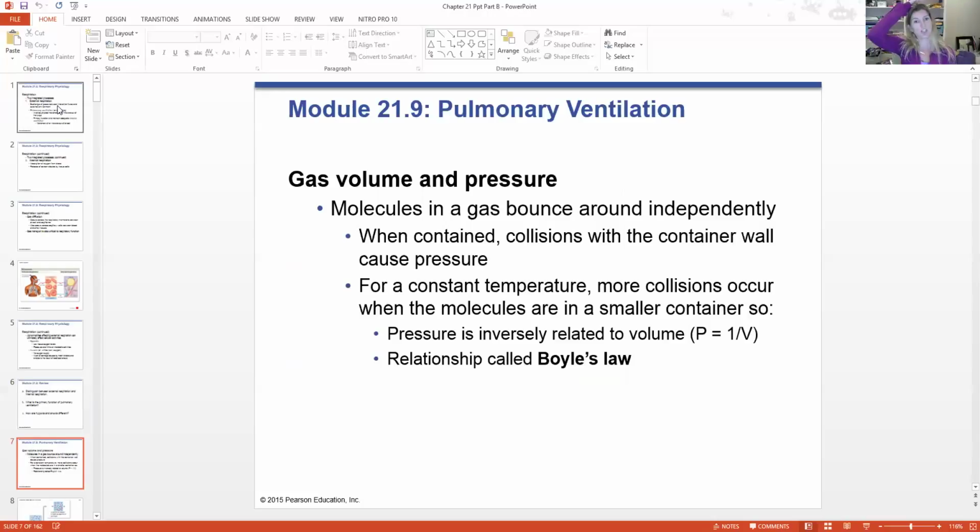Let's talk about the relationship between volume and pressure. I told you we were going to be talking a little bit about some physics terminology and physics laws. So here's our first law. We have this thing called Boyle's Law. Mr. Boyle derived this equation that says there's an inverse relationship between pressure and volume. In other words, when the volume increases, the pressure is going to decrease, and vice versa. When the volume decreases, the pressure is going to increase.